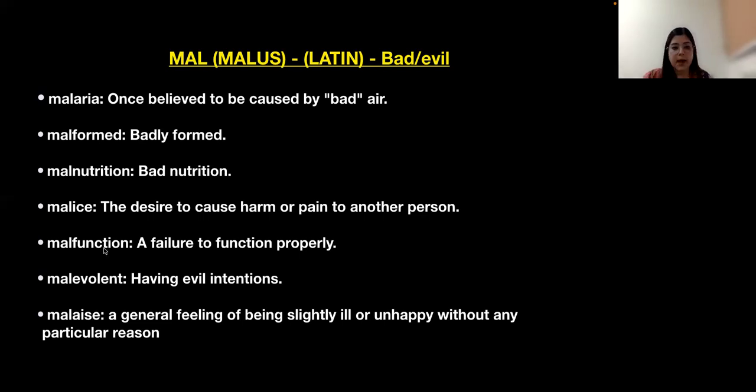Benevolent का opposite, malevolent. A benevolent person is someone who is kind, who is generous, who has good intentions. Malevolent, someone who has evil intentions, someone who is an evil person. Malaise is a general feeling when you feel a very कभी कभार बिना बात के मूड खराब होता है, बिना बात के हम low on energy feel करते हैं. We do not have any exact reason, but we are in a state of malaise.